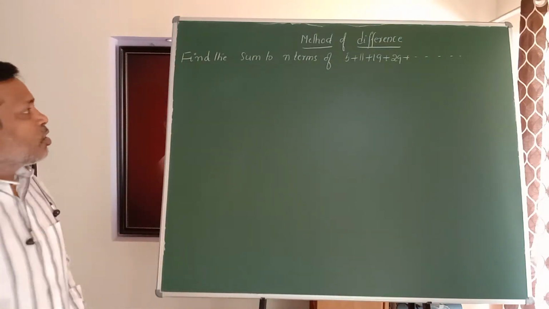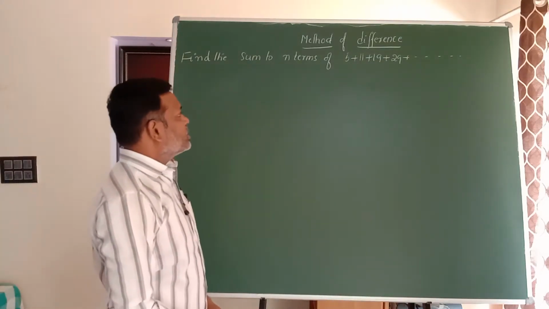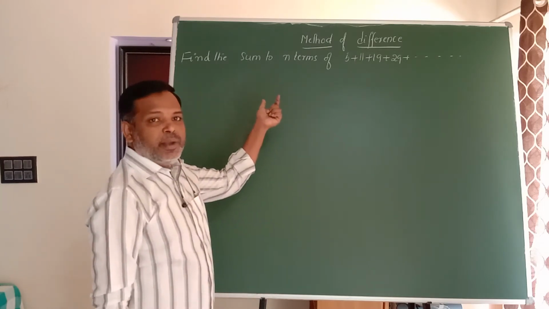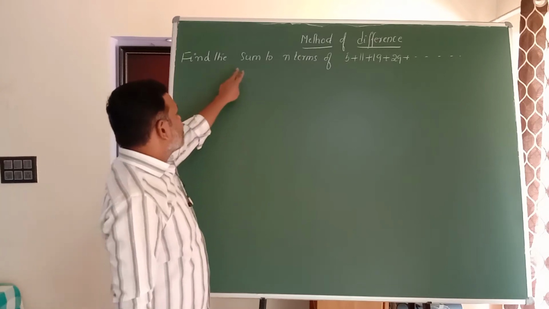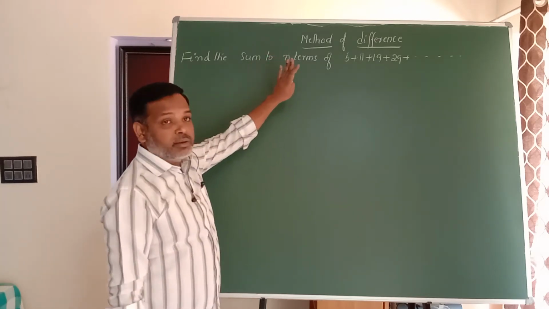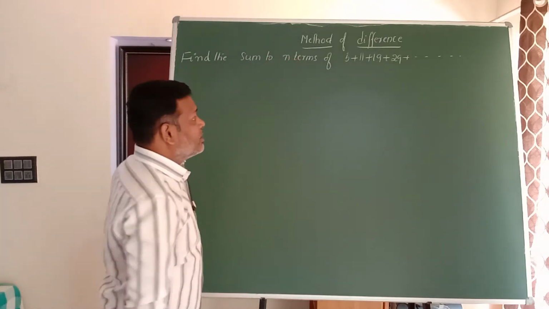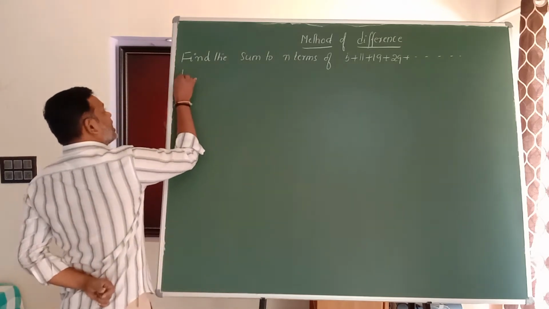Look at this. There is no common difference and no common ratio. Therefore, this does not belong to AP or GP, so we can apply the method of difference. Now, what is the question? We have to find the sum to n terms. Very important for 4 marks. Sum to n terms is nothing but, can I take it like that?